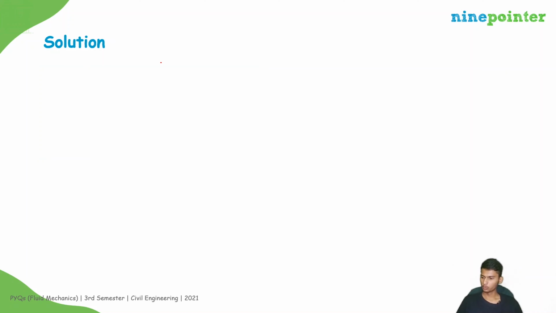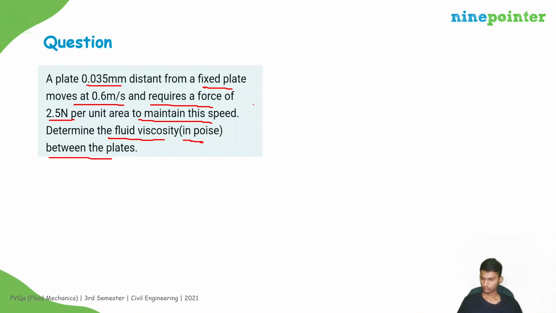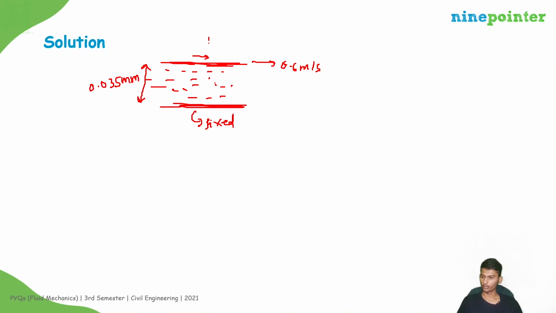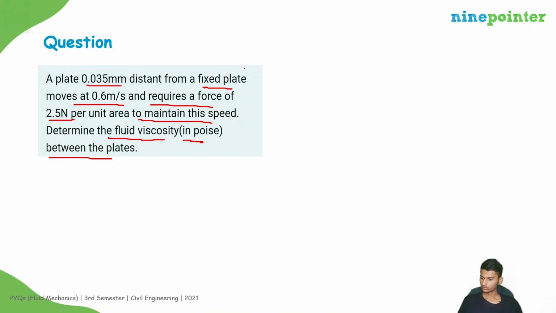So the question is, there are two plates. This one is fixed. This one is moving with velocity 0.6 meter per second. The distance between these two is 0.035 mm. And in between these two plates there is a fluid. And a force F, that is F by A per unit area, 2.5 newtons, is applied to maintain constant velocity. So determine the fluid viscosity in poise between the plates.